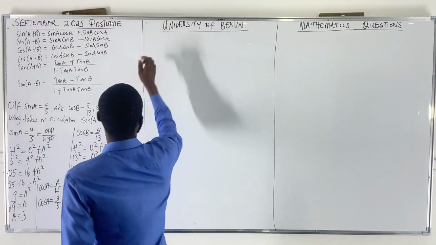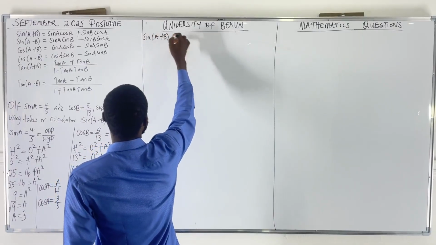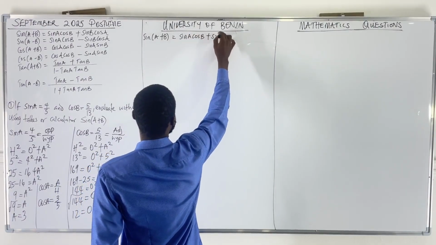So let us find sine (A plus B). Sine (A plus B) is sine A cos B plus sine B cos A.